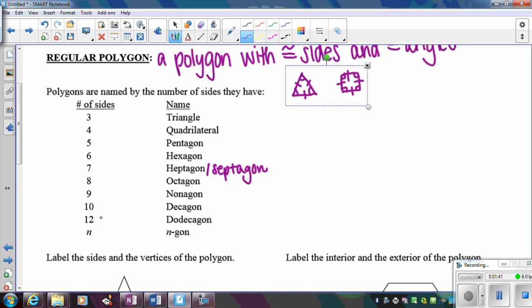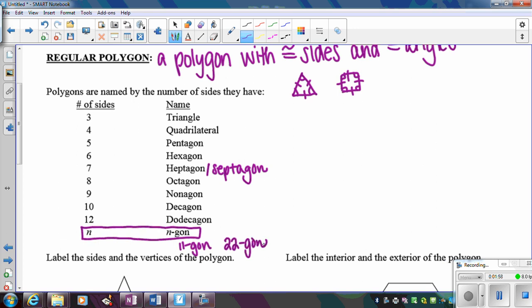Notice we skipped 11. So anything that's not listed here, you are just going to name by the number of sides. So what that means is an 11-sided figure, we're just going to call an 11-gon. Or a 22-sided figure would be a 22-gon. So that just means how many sides. Keep in mind that the number of sides is also going to be equal to the number of angles. So if there's 5 sides, there's going to be 5 angles. So I'm going to add that as well. Number of sides will equal the number of angles.